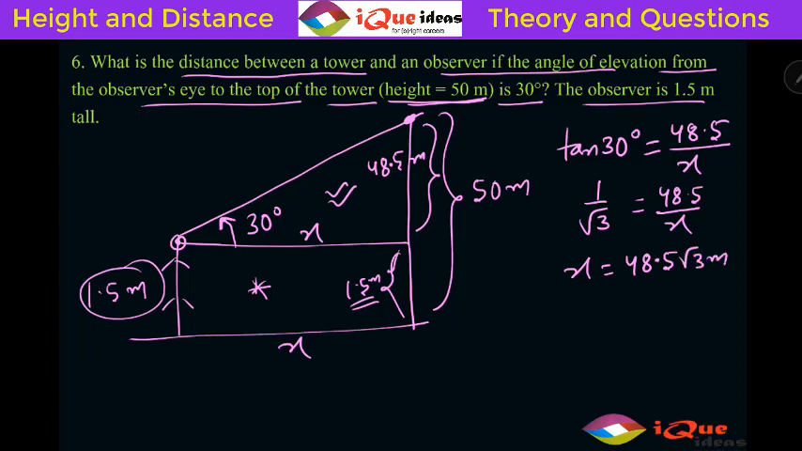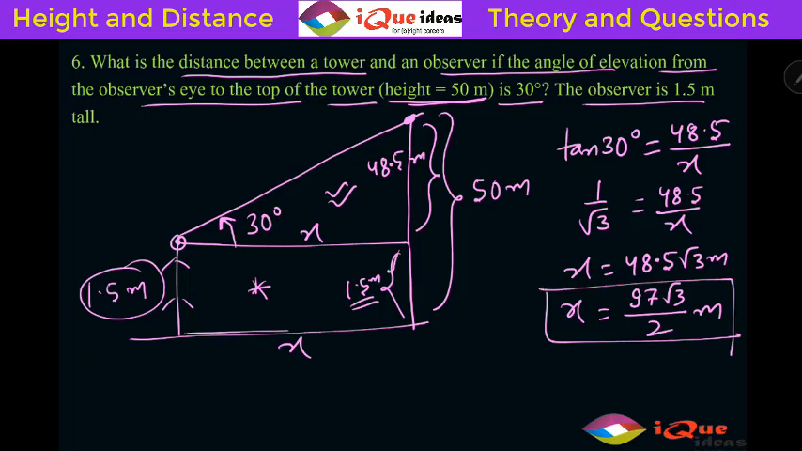Right? Here, I will not put the value of root 3. You can do it on your own. Right? One thing that I can do is 48.5 can be written as 97 by 2. So let me say x is equal to 97 root 3 by 2 meter. All right. So this horizontal length is 97 root 3 by 2 meter. Now what is the question asking? The distance between the tower and observer. This is what we have to find. Right. So this is our answer of the question.